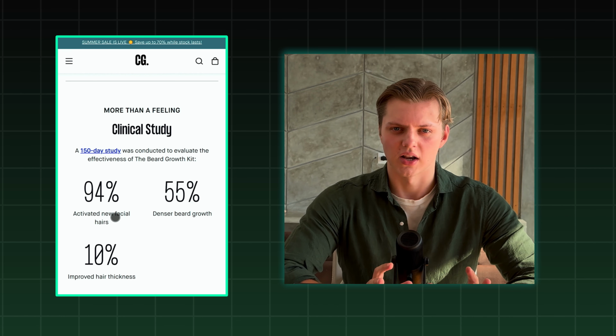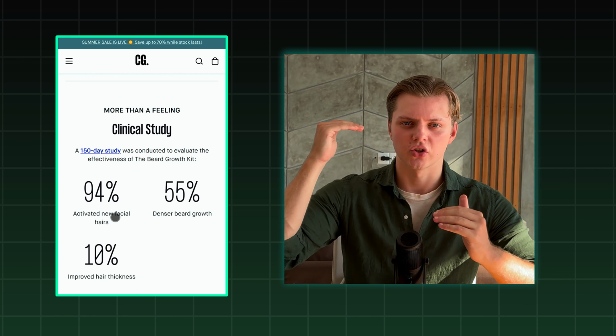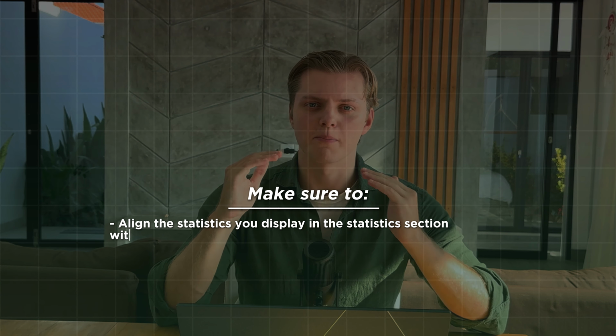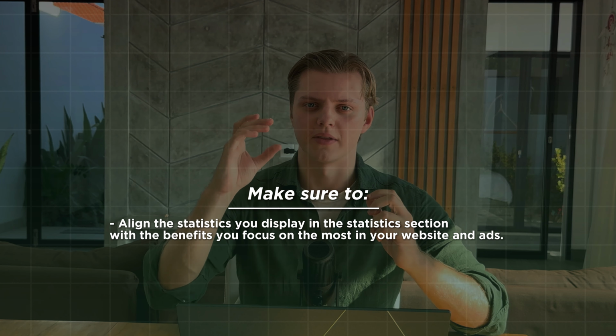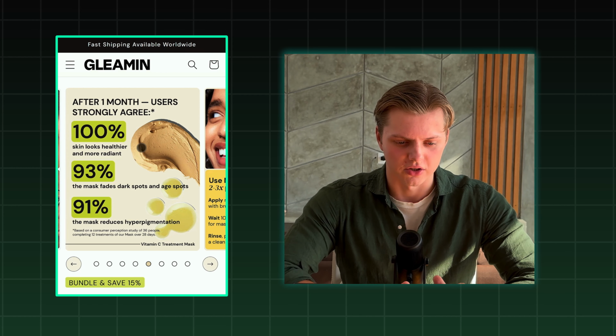So you see that there's a lot of thought going into which statistics to present in correlation to which dream outcome and benefits you're promising your customer. So make sure that your statistics section is completely aligned and optimized for the main dream outcomes and benefits you're promising your customers. Last example is Gleeman, which have a really good page in general.